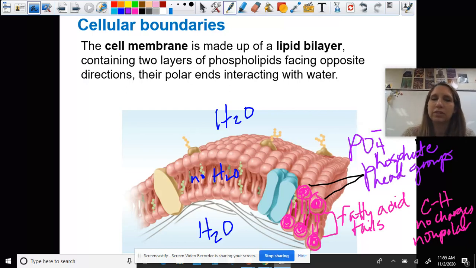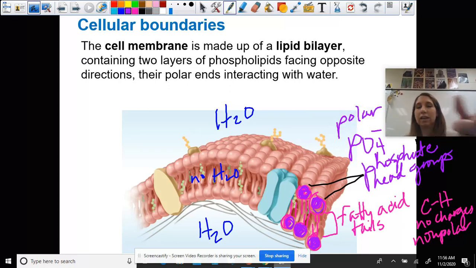Now we know that for things that are charged, they like to interact with water, right? These phosphate head groups, and I'm going to go ahead and color them purple here so we can keep them straight, actually have charges, which makes them polar and which makes them happy to interact with water. And so they orient themselves in this membrane, again, facing the water on the outside and facing the water on the interior of the cell.